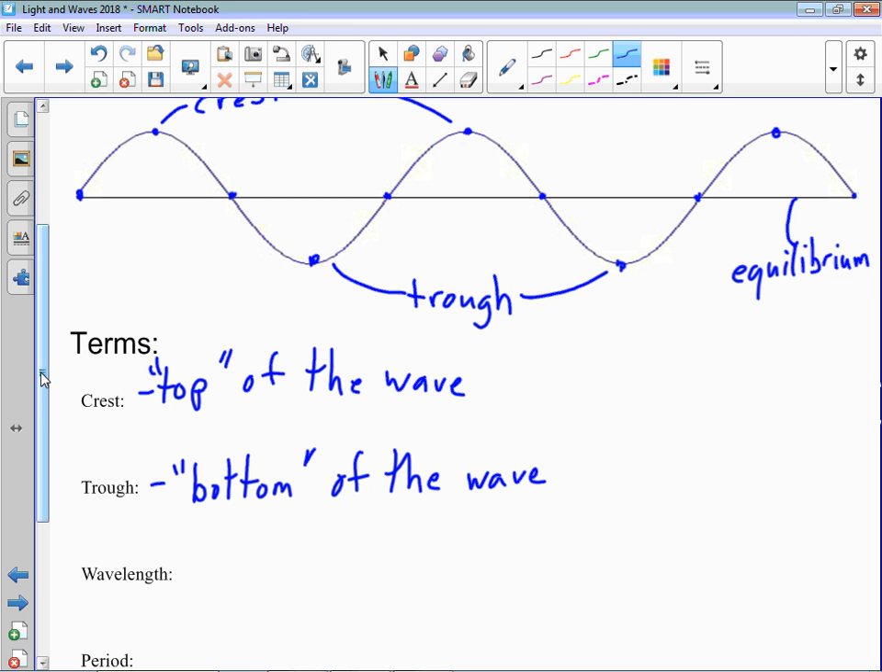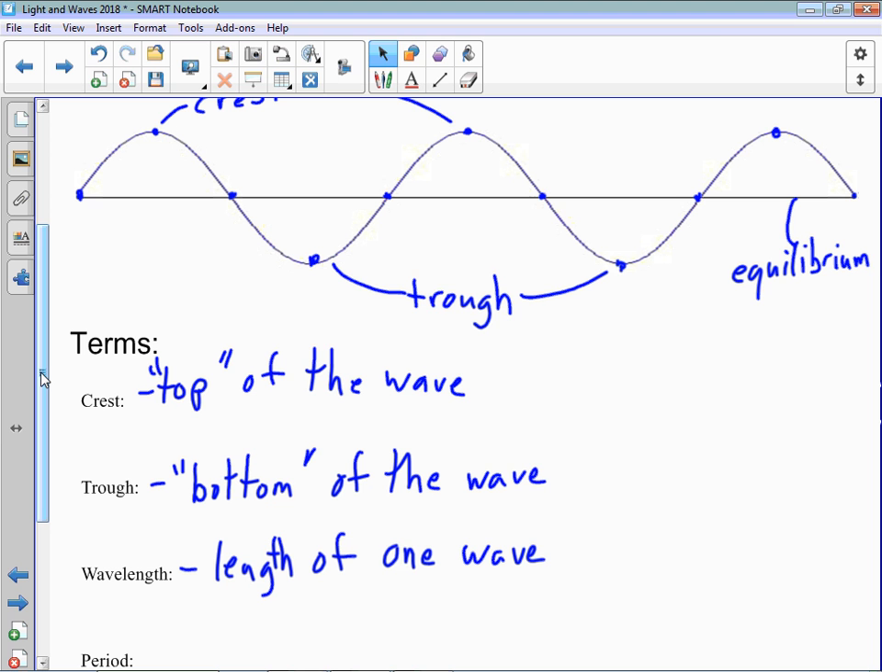Now we get into some more important terms here. Wavelength. As the name implies, it is the length of one cycle of a wave. So on our diagram, from this point right at the beginning, that's not one wavelength. We haven't gone through the whole cycle yet. We've gone up and we've come down, but we've got to go down to the bottom. We've got to keep going. That's our wavelength right there.